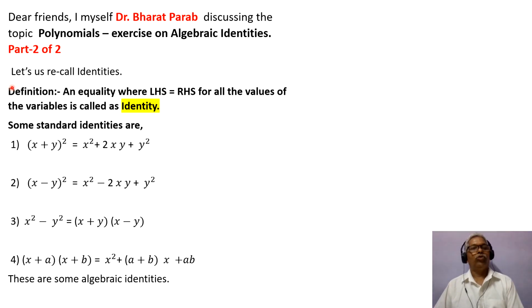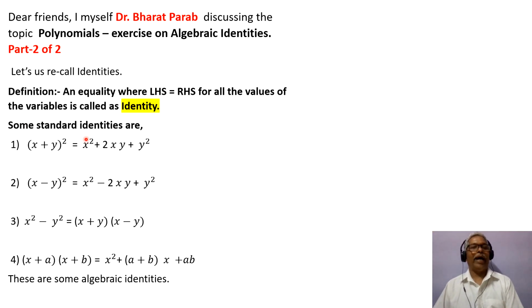Okay. So before going for the exercise, let us recall all these identities again. We have seen all these in part 1, now part 2. Just revising all this. Let us recall the identities and the definition of identity. An equality where LHS is equal to RHS for all the values of variables is called an identity. We have seen this at least twice before.